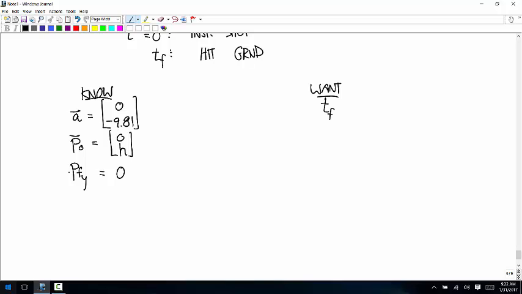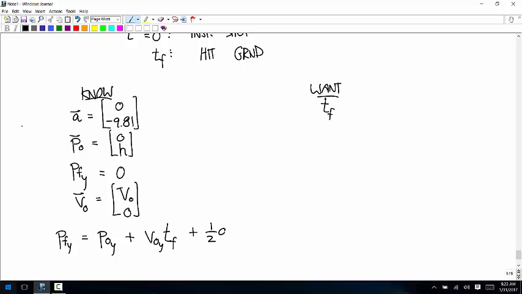Do we know anything about the initial velocity? Yeah, we figured that out completely. That's equal to capital V sub 0, 0. And we don't know anything about the final velocity. So the equation that works with these is PFY is equal to P0Y plus V0Y TF plus 1/2 AY TF squared.